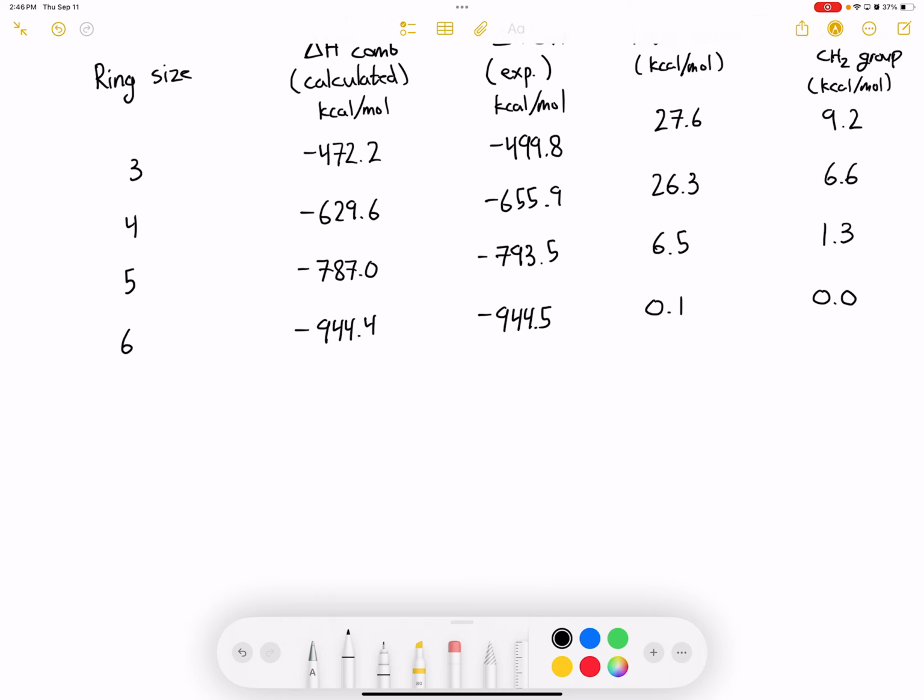Now let's go to 8. We say, if 6 is 0, then going higher than 6 maybe would be even better, or almost as good. So 8 here, negative 1259.2, negative 1269.2. So there are some other factors that are now increasing the strain for larger rings. And we'll talk about these results next time.